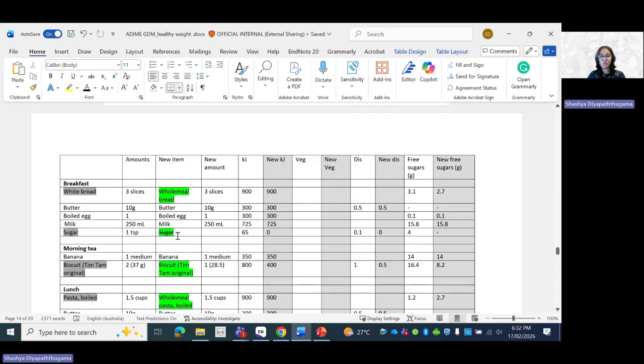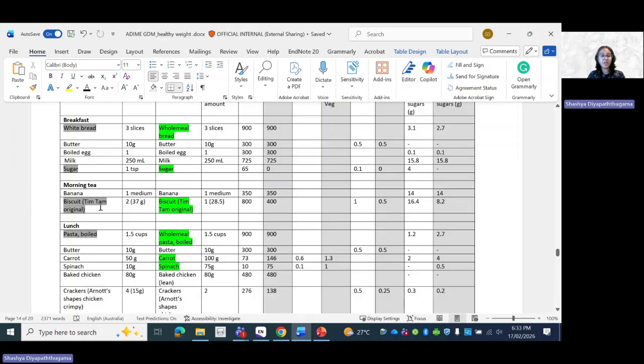Then the other one was sugar, because that's directly contributing to free sugars. I thought of cutting that down completely, but we still have to discuss that with the client. In certain situations, they might not be happy to completely cut down the sugar because they're adding this sugar in their milk, and they might want some sweetness with the milk. In that situation, we might have to just reduce it by half, but in this case, I completely removed that.